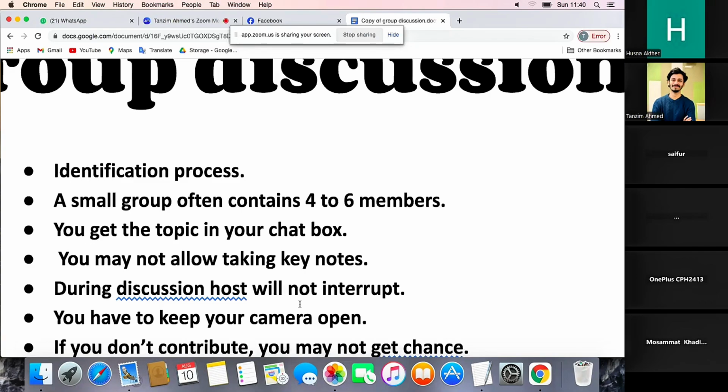During the discussion session, you will not be interrupted. That means the host will not interrupt you. For example, now I am the one who is hosting your Zoom session. In the real interview, maybe some university instructor will be hosting your interview. So in that discussion time, when students are discussing the topic, the host will remain silent. He will just take notes based on your performance. So the host will not interrupt in that discussion time.